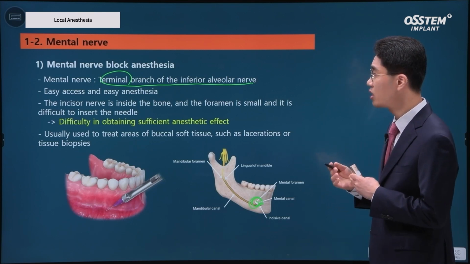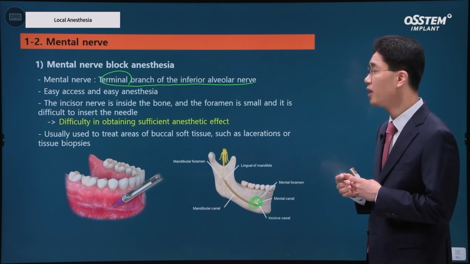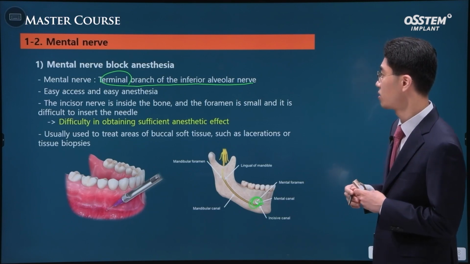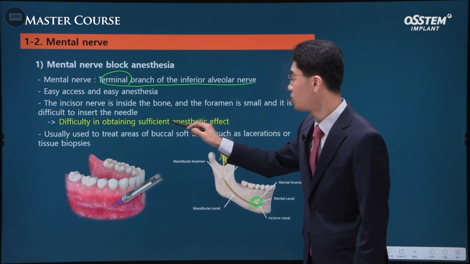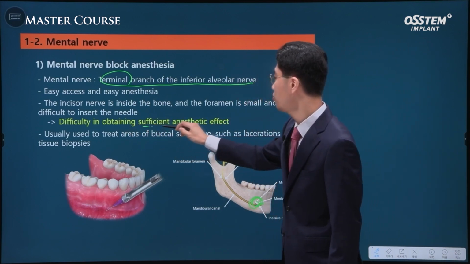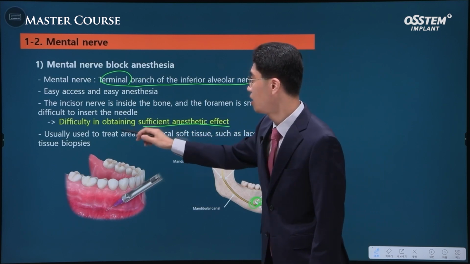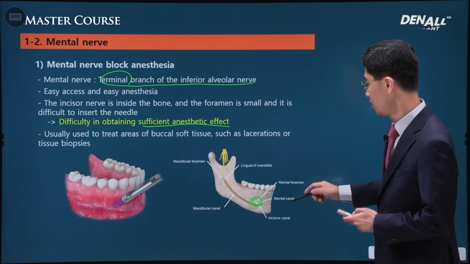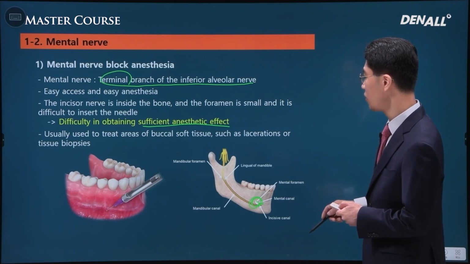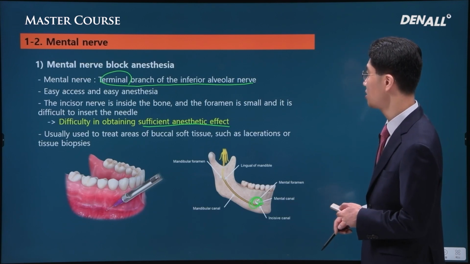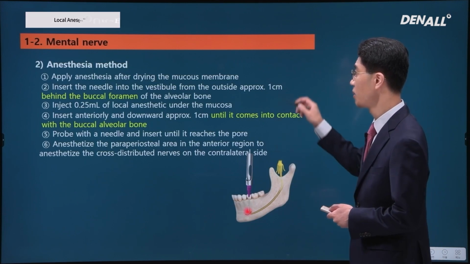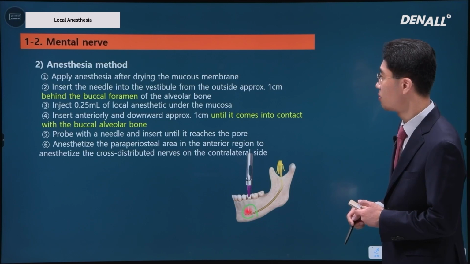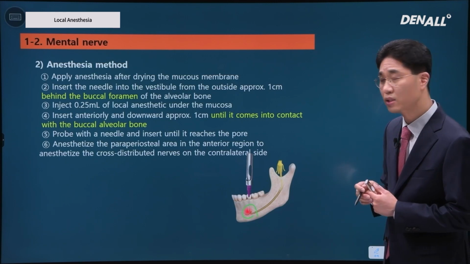You find the location of the mental foramen and perform anesthesia at that site. However, it is difficult to obtain sufficient anesthetic effect. That is the downside. This is not a frequently used block anesthesia method. In order to directly perform anesthesia on mental nerve, mental foramen location should be looked at and injection should be performed there.